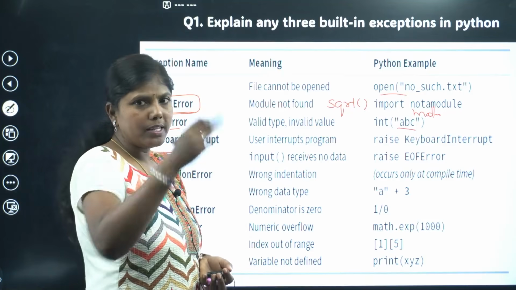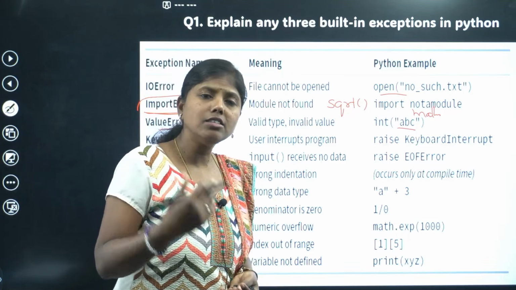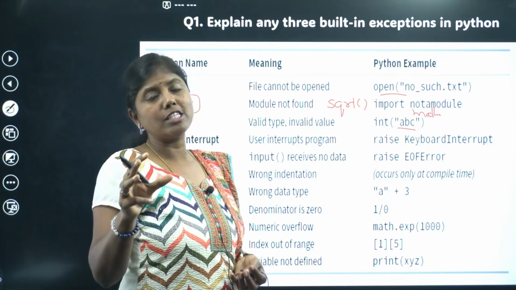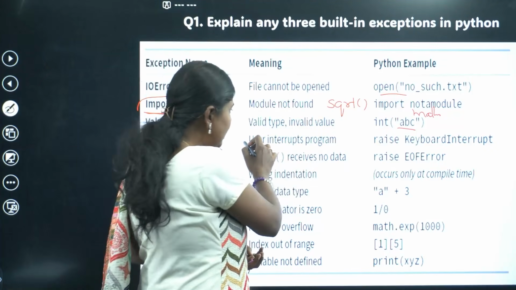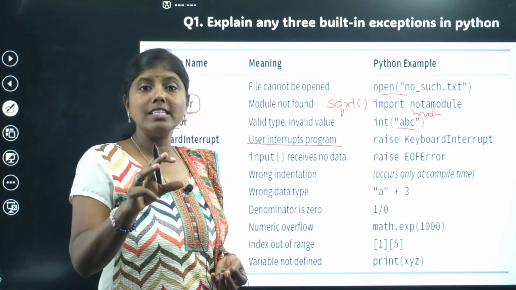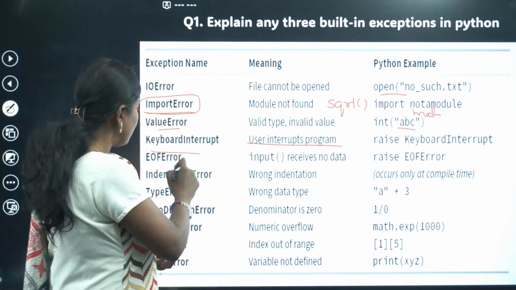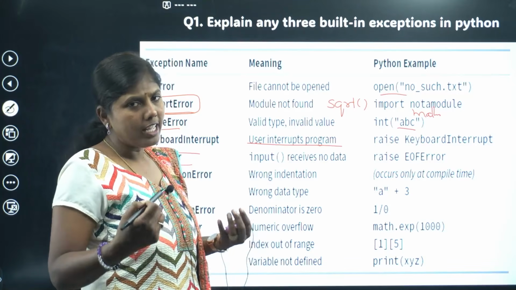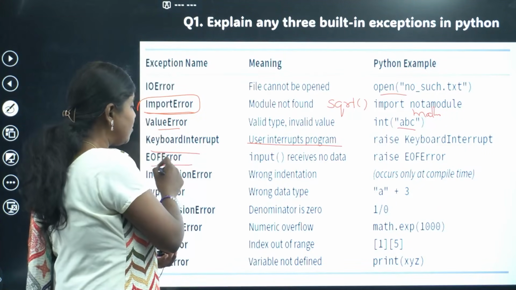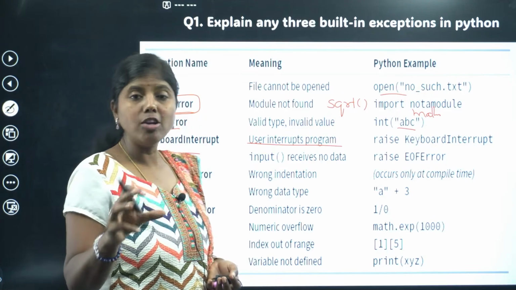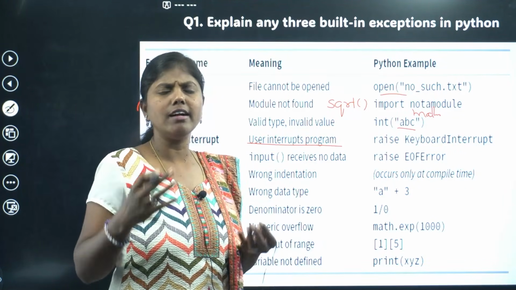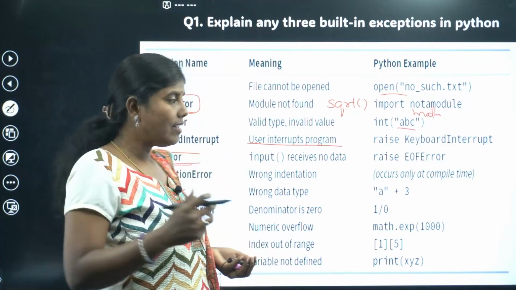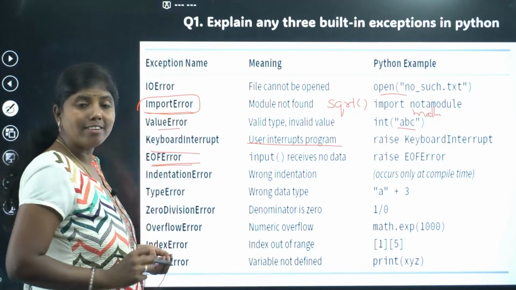Keyboard interrupt error. For example, there is a program that is executing, and the user or the programmer presses some key. He disrupts the program flow of execution by pressing some key. This is called a keyboard interrupt error. Clear? We'll go for the EOF error, when the input function receives no data. Let's consider a file: I've opened a file and you keep on reading the content from it, and when it has reached the end of file, it gives an error called end of file error.